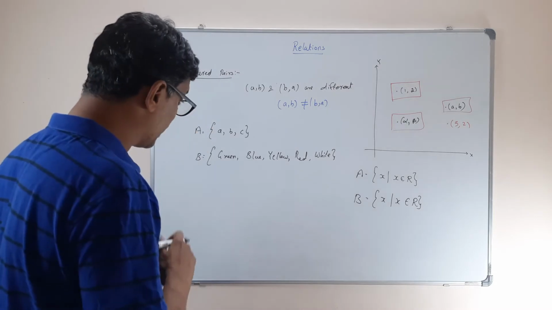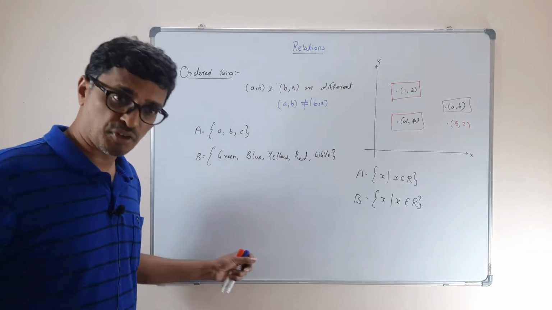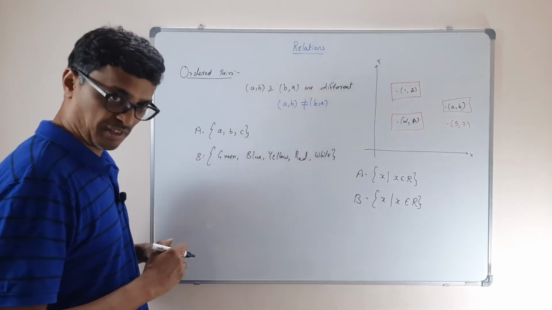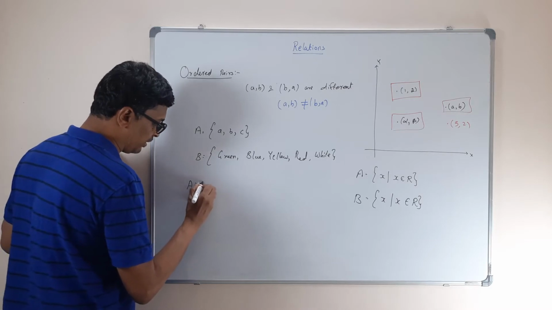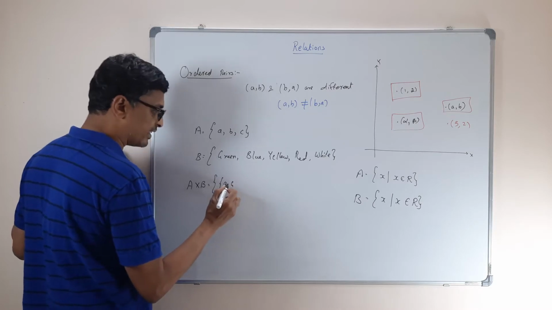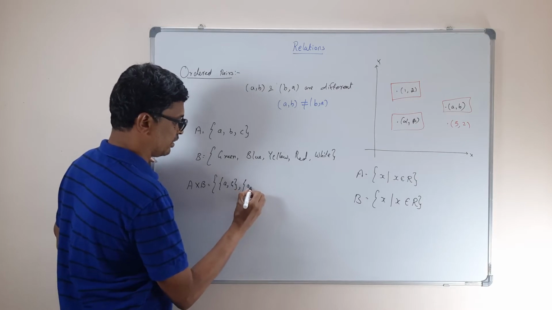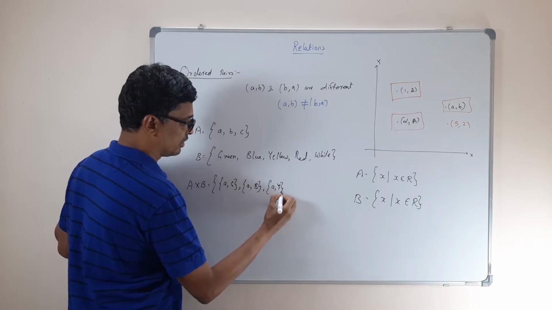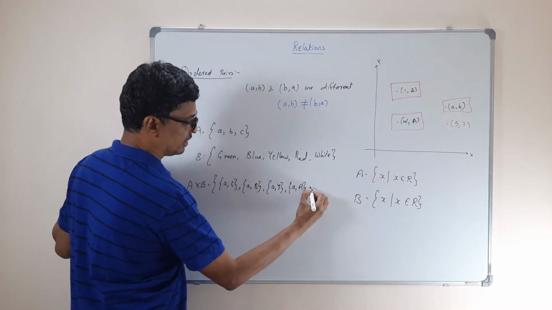Now, there is something called the Cartesian product between the sets. What is the Cartesian product between the sets? Take out all the possible ordered pairs. When you take all the possible ordered pairs, that's what you call the Cartesian product of sets. So can you tell me what A cross B will be? A comma G, A comma B, A comma Y, A comma R, A comma W.